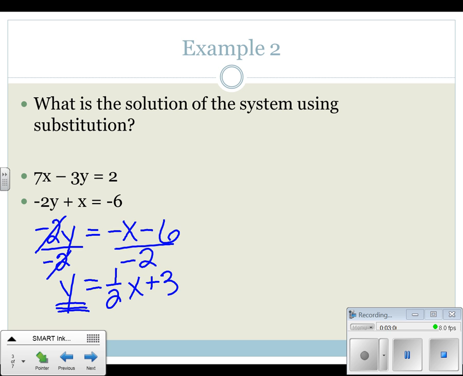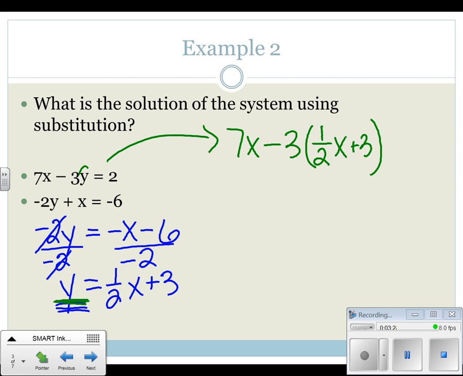Now we're going to take the other equation, which says 7 times x minus 3y. Well, let's come down here. What do we know that y equals? y equals 1/2 x plus 3. So it's 3 times y, so I'm going to use a parenthesis here. It's going to be 3 times y, which I know is 1/2 x plus 3. So I removed the y right here, replaced it with 1/2 x plus 3, and that equals 2. We can see that over here on the left side of the screen.